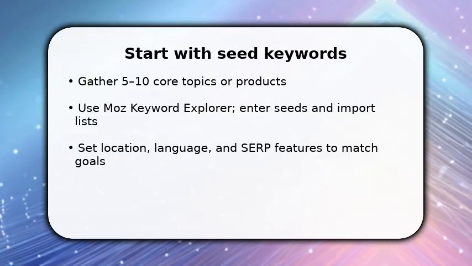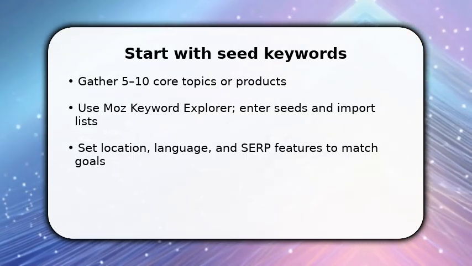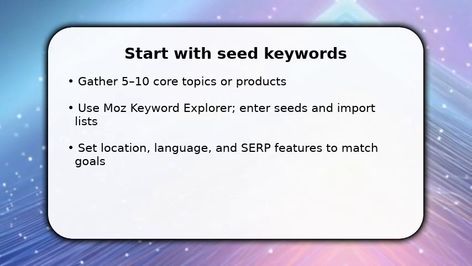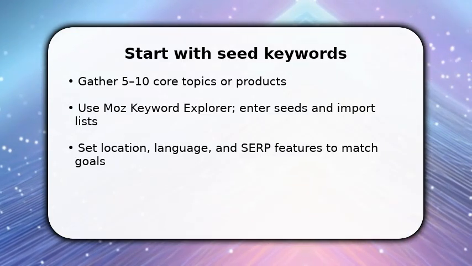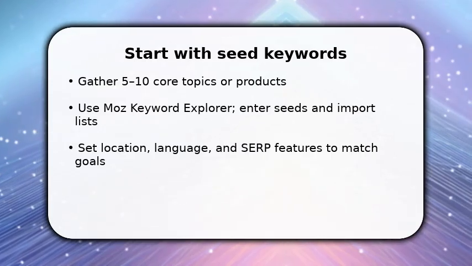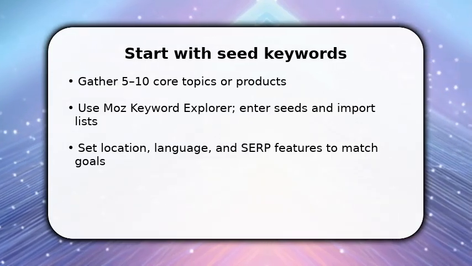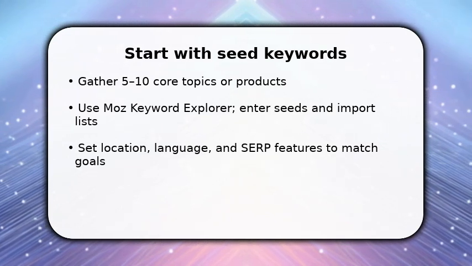Once done, select SERP features and intent filters so results match real opportunity. This narrows noise and surfaces relevant volume and difficulty. Make sure to export raw results now, because you'll refine and combine these lists in the next step.